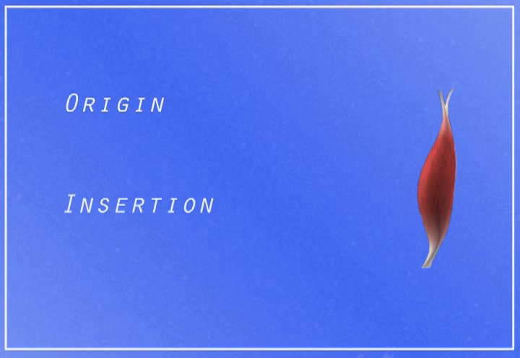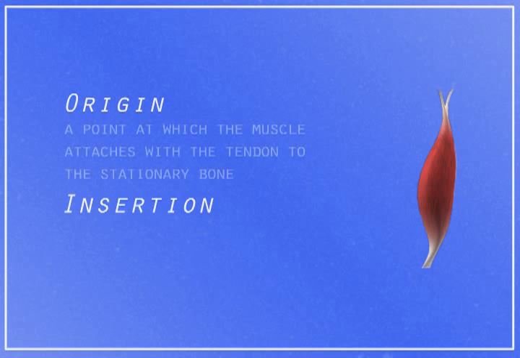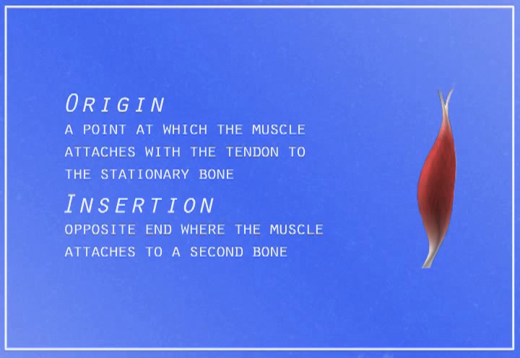Every muscle has an origin and an insertion. For a specific muscle in its primary movement, the origin of a muscle is the point at which the muscle attaches with a tendon to the stationary bone. The opposite end, where the muscle attaches to a second bone, is the insertion. This definition means that there's a functional aspect to the definition of a muscle's origin and insertion. Both origin and insertion are important for understanding the function of a muscle.